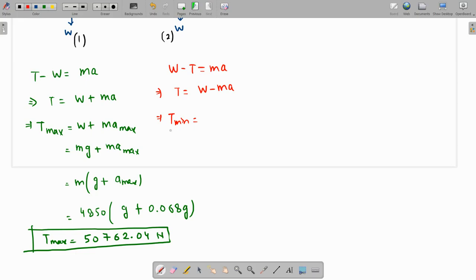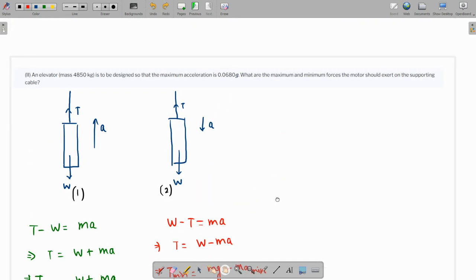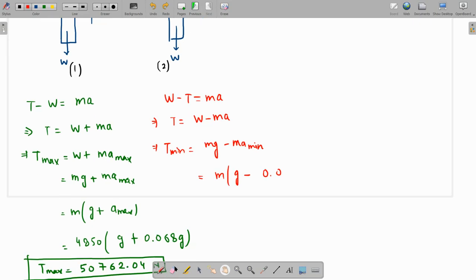Likewise, the same thing we are going to do over here as well. The only thing in this complete equation is the sign is minus. So this is going to be mg minus ma minimum. So this is going to be m times g minus a, again 0.068 g, the maximum. This is not going to be minimum.